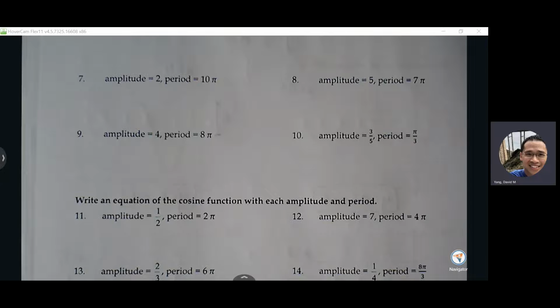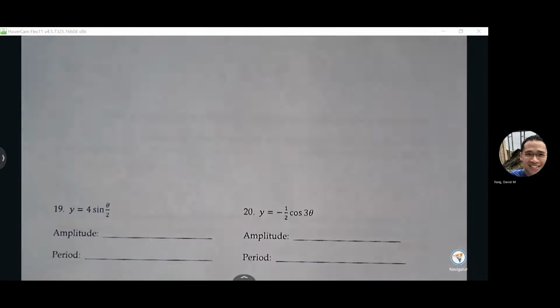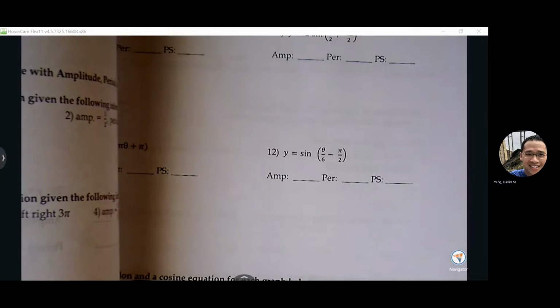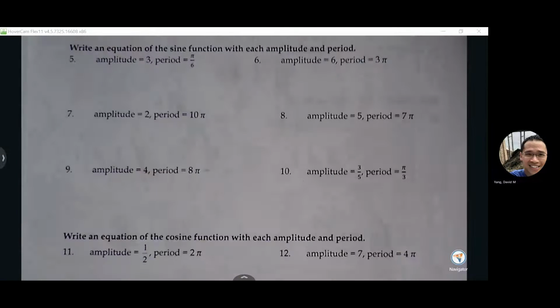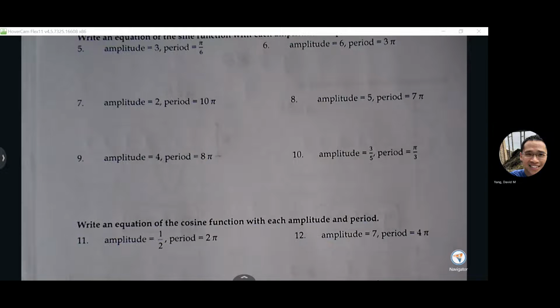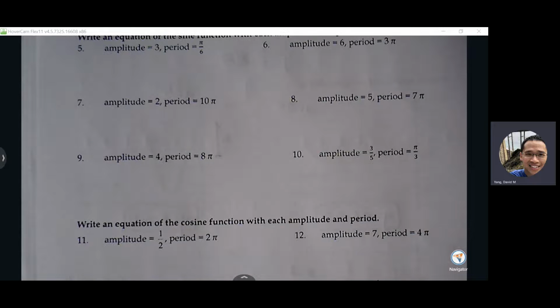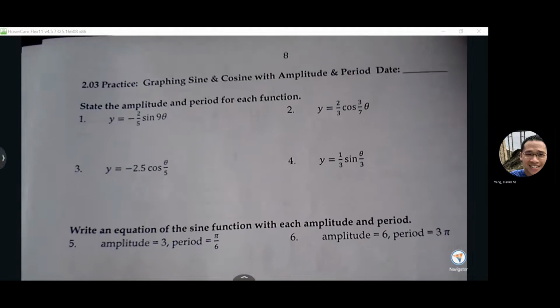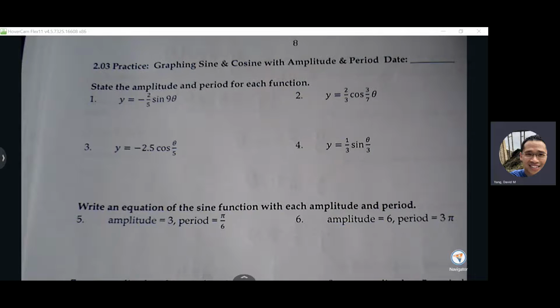10 minutes remaining. Let's see if we can get through the odds on page 8. Okay, so we'll go through the odds on page 8. Yes, question? Like on the quiz, you make a chart. You know how sometimes you can simplify the fraction? Do you have to simplify it? You don't have to. Okay, so number 1 says state the amplitude and period for each function.